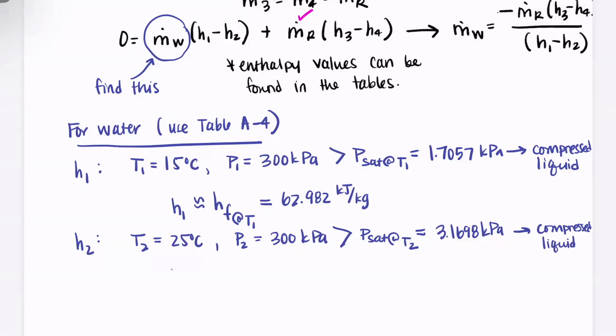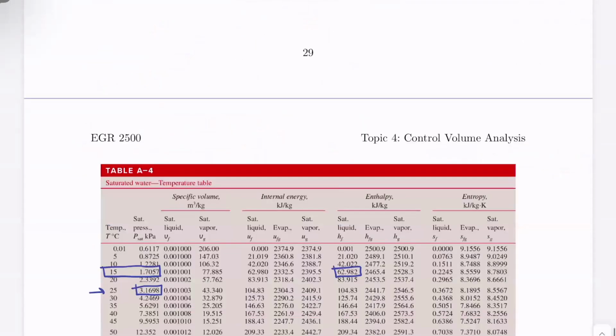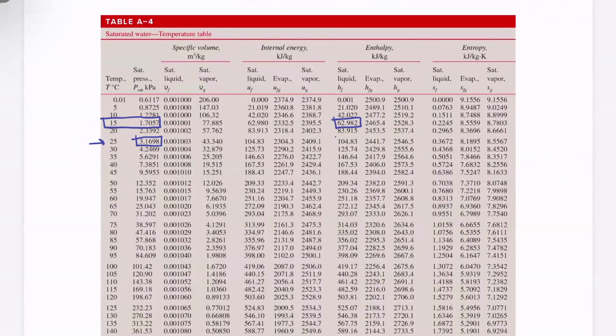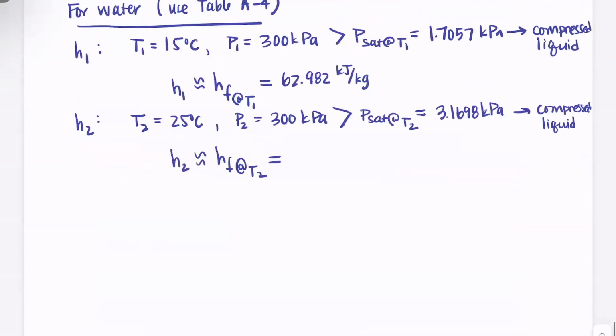Right? And so we're going to do the same thing for H2. So we're going to assume that it is approximately the same as the saturation liquid enthalpy at T2. So we'll pop back over to this table and we'll grab this value. So we have 104.83 kilojoules per kilogram. Okay, so we got water sorted.